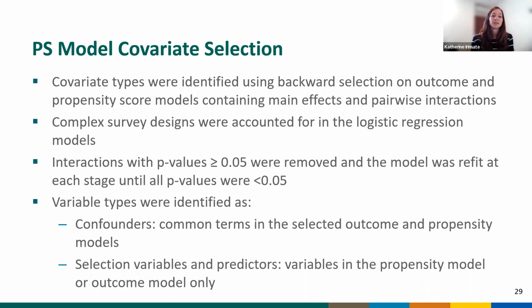And so confounders were common terms that were in the final models for the outcome model and the propensity score model. And then selection variables and predictors were identified as the variables that were in only the propensity model or only the outcome model. And so this is really, rather than just relying on literature to identify these covariate types, we use this data-driven approach for identifying them before actually estimating the mean and using the propensity score model to adjust our weights.